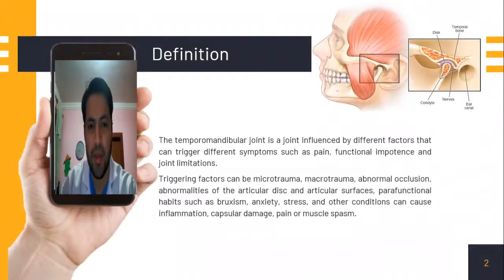Definition. The temporomandibular joint is a joint influenced by different factors that can trigger different symptoms such as pain, functional impotence, and joint limitation. Triggering factors can be microtrauma, macrotrauma, abnormal occlusion, abnormalities of the articular disc and articular surface. Parafunctional habits such as bruxism, existing stress and organ condition can cause inflammation, capsulitis, pain, or muscle spasm.